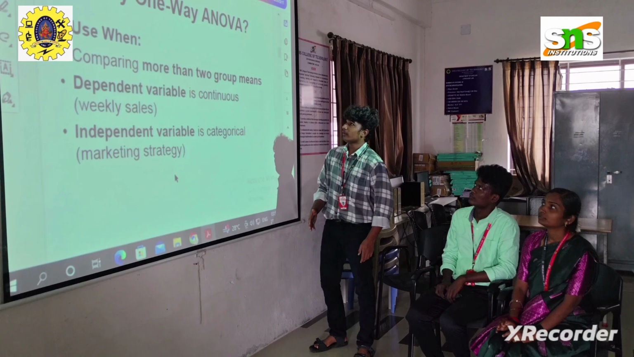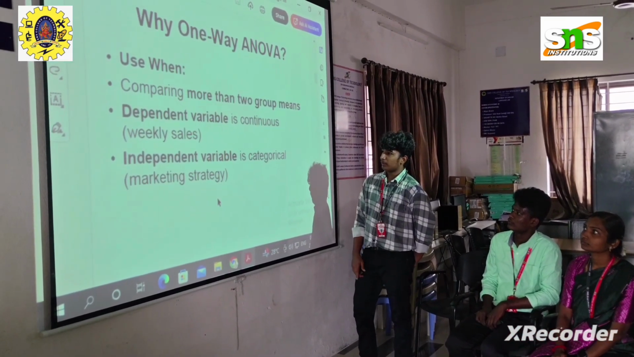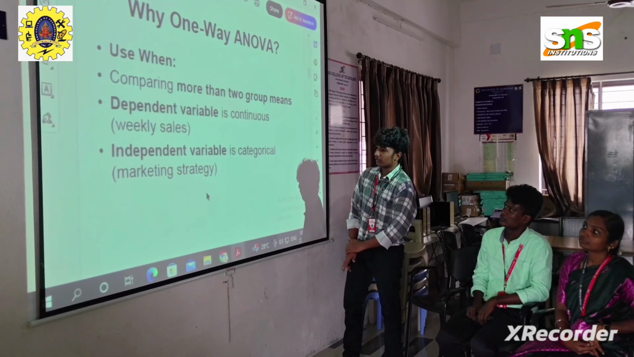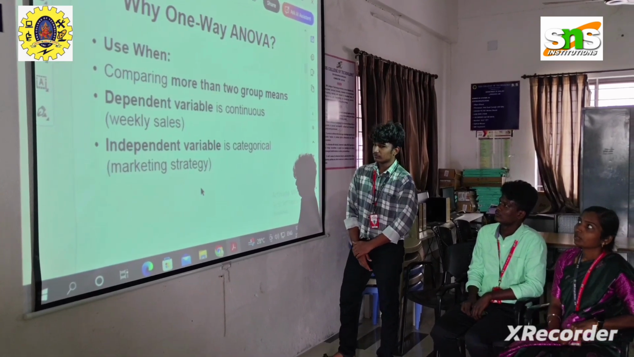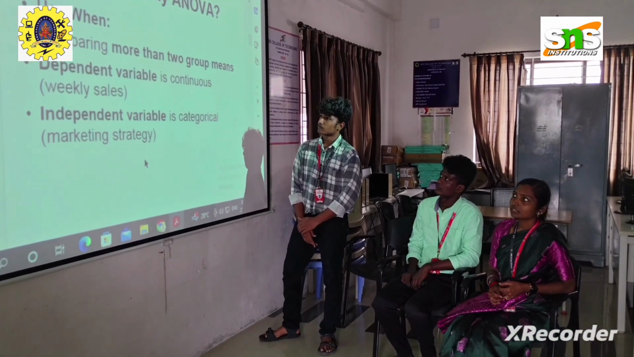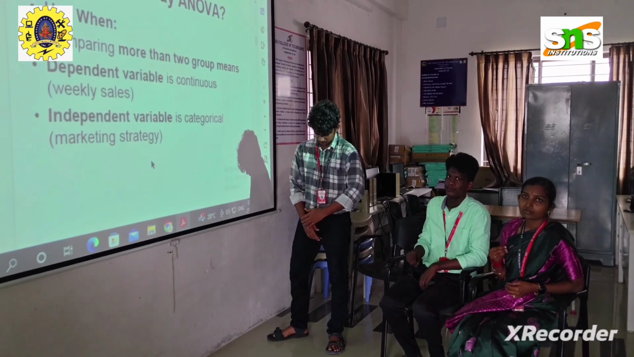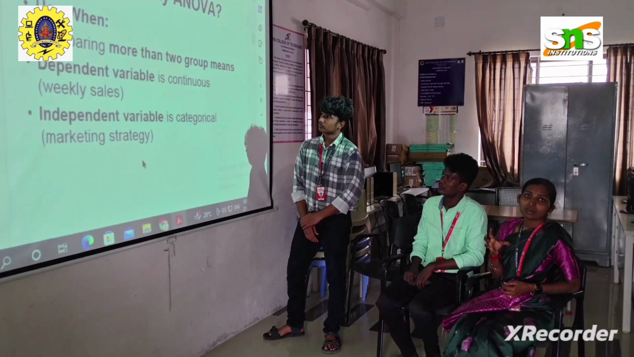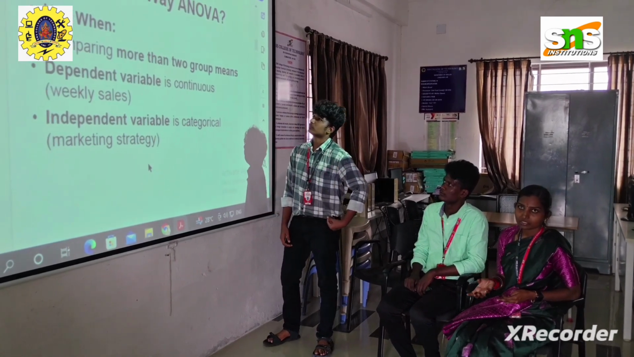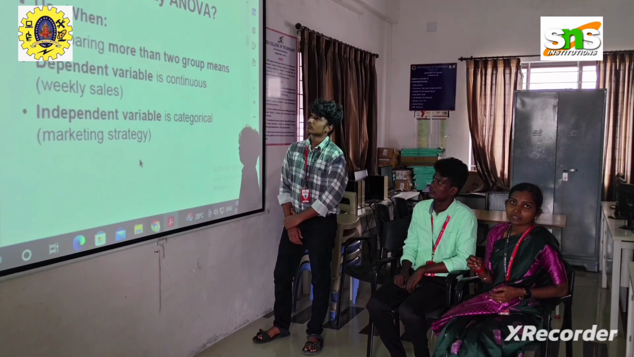Next, why one-way ANOVA? Used when comparing more than two group means. The dependent variable is continuous, weekly sales. The independent variable is categorical, marketing strategy. So why are we using one-way ANOVA classification here? The first thing is, when there are more than two groups, we implement one-way classification. Here we have got two or more groups as discussed, and therefore we are implementing one-way ANOVA.